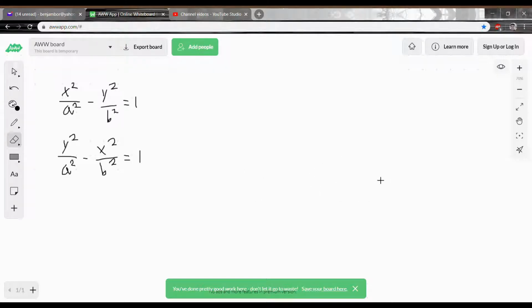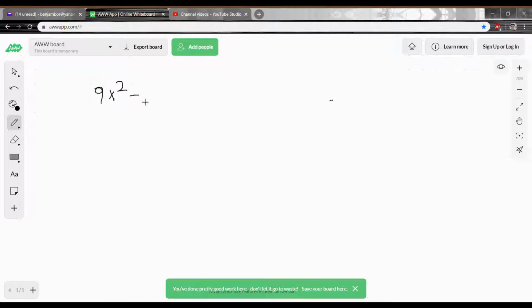Let's take an expanded standard form of an equation: 9x squared minus y squared minus 36x minus 6y plus 18 equals 0. And let's convert this into the standard form of a hyperbola equation, or the general form. I can't remember, honestly.